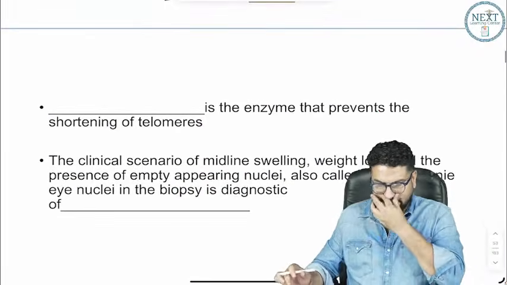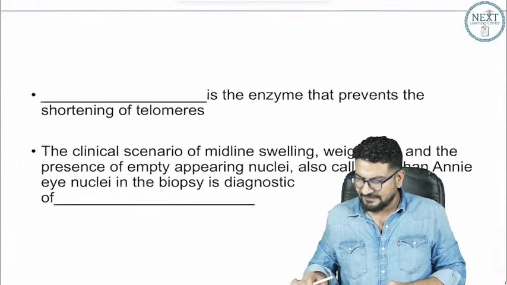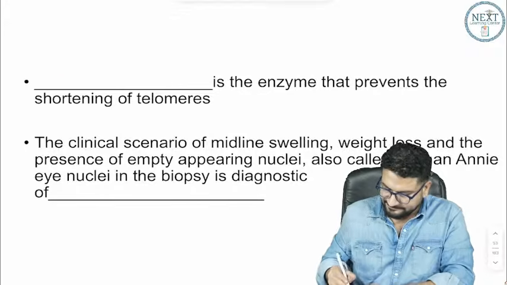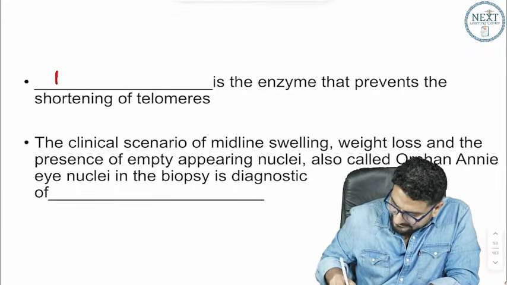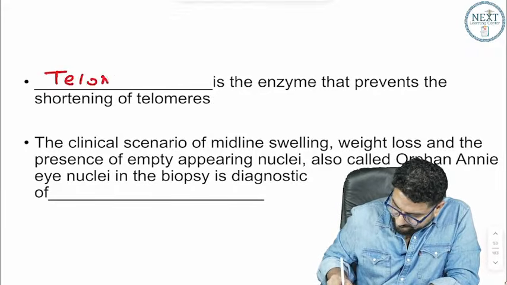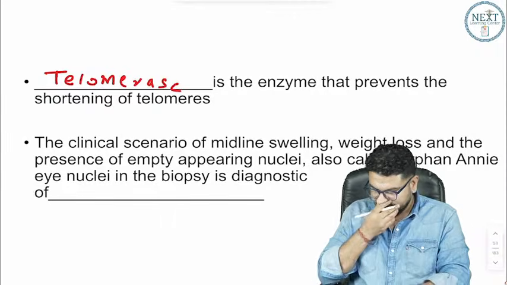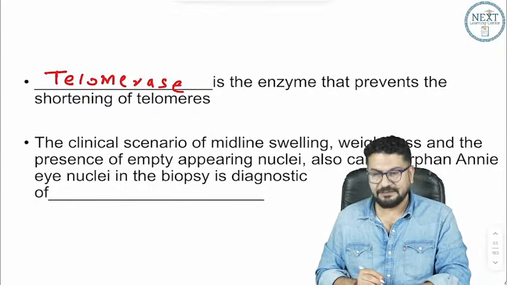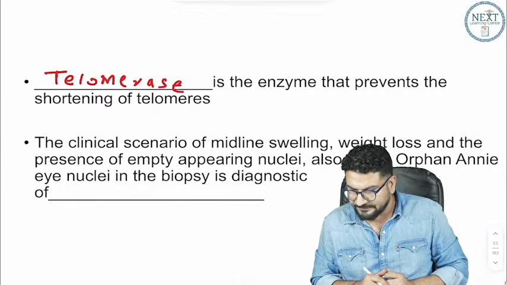Okay, now let us see some one-liners which came in exam. Which is the enzyme that prevents the shortening of telomeres? Quickly, fast, tell me. Which enzyme prevents it? It is telomerase. Remember, it is the enzyme that prevents shortening of telomeres.